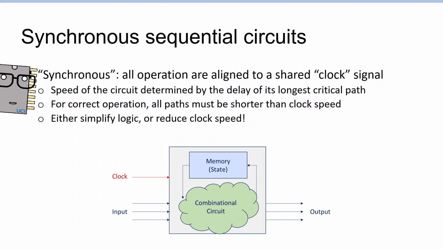And here I'm just repeating what I already said. For correct operation, all paths, basically all potential critical paths through the sequential circuits must be shorter than the clock period. And if any path is longer than the clock period, either the logic needs to be simplified somehow so that the critical path fits inside the clock period, or the clock speed needs to be reduced so that the clock duration, each clock signal is longer than the critical path.